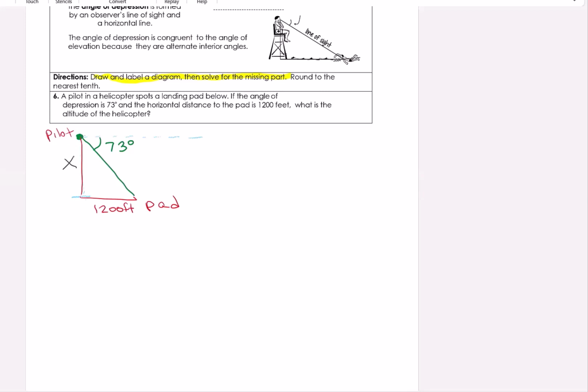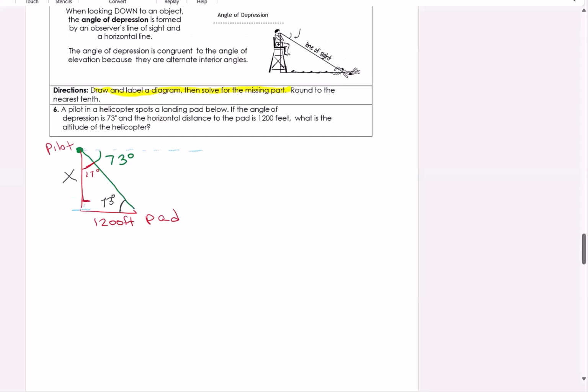I also learned that if that's 73 degrees, this also is 73 degrees. I showed you in the last problem how you can use two parallel lines with a transversal. If that's 73 degrees and we have a right triangle here, that would make this 17 degrees. And if that's 17 degrees and this is 90 degrees, then the other angle is 73 degrees. Let's find out what we're trying to solve for. What is the altitude? That's my x.